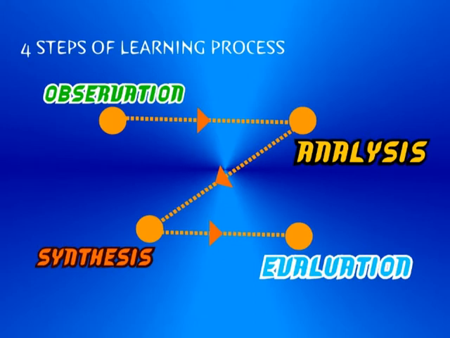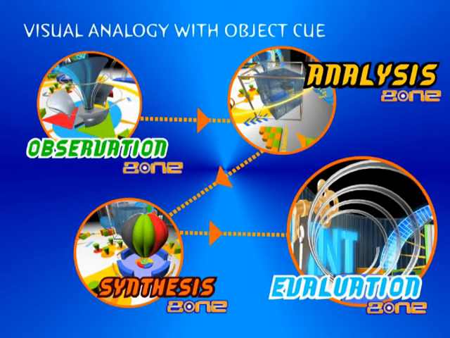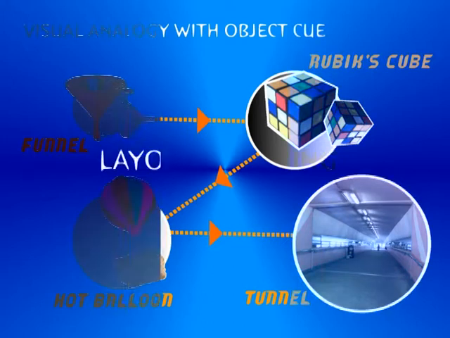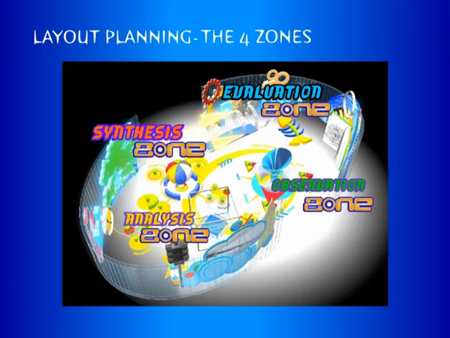Within the learning process, 4 steps can be identified. Based on the 4-step learning process, the environment is divided into 4 zones which are established by analogy with object Q. According to the learning process, the 4 steps are translated into spatial contexts for layout planning.